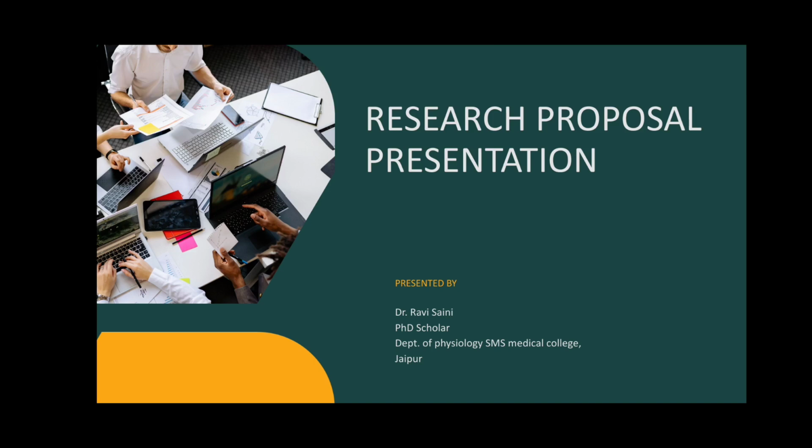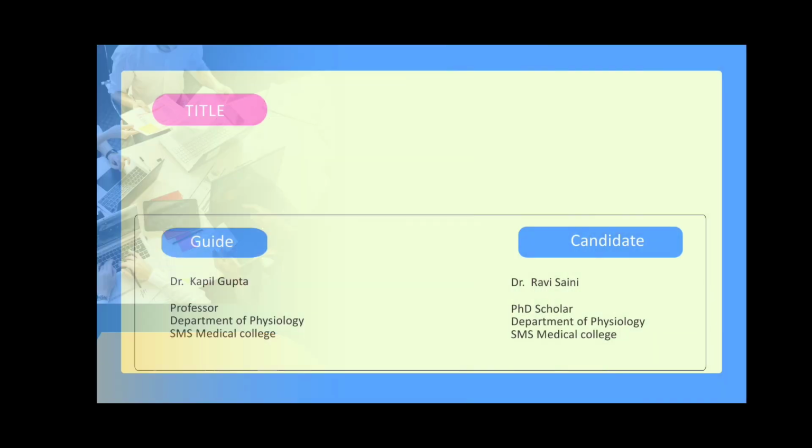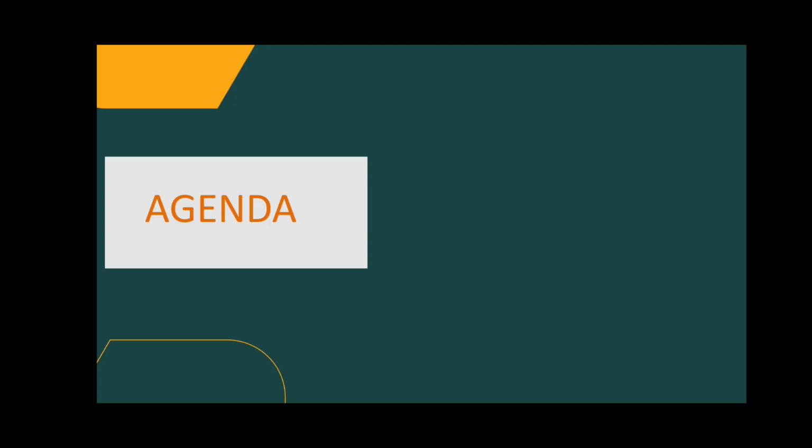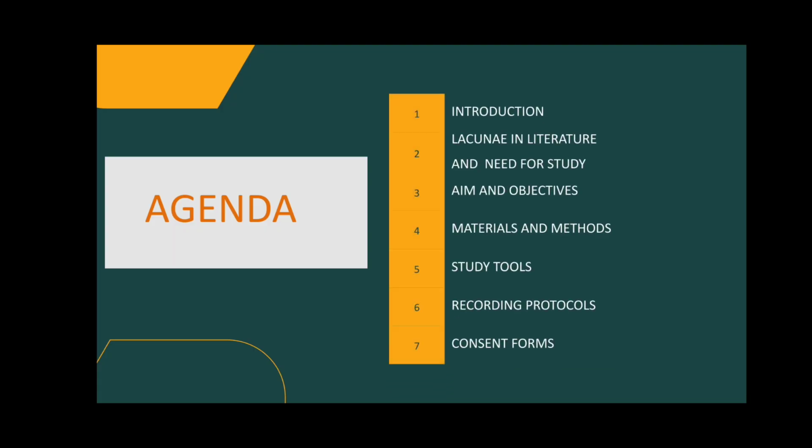Today I am going to present my research proposal. This one is the title for that: Association of Cardiorespiratory Endurance with Autonomic Functions in Athletes and Sedentary Young Adults. This is the agenda, in which these are the points which we are going to discuss.